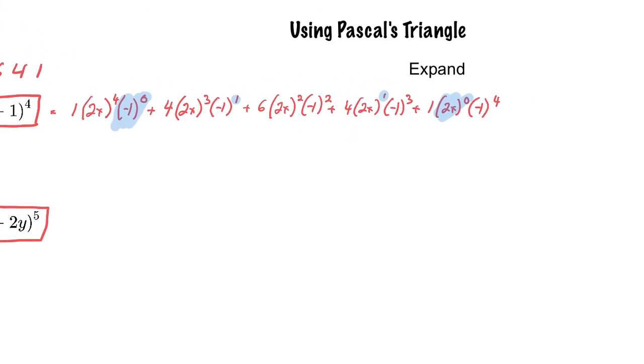Okay, so now tidying it up to solve it, this would become 16x to the 4th minus 32x cubed plus 24x squared minus 8x plus 1.